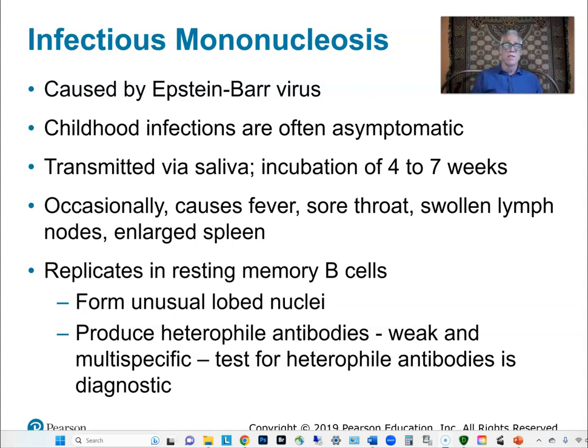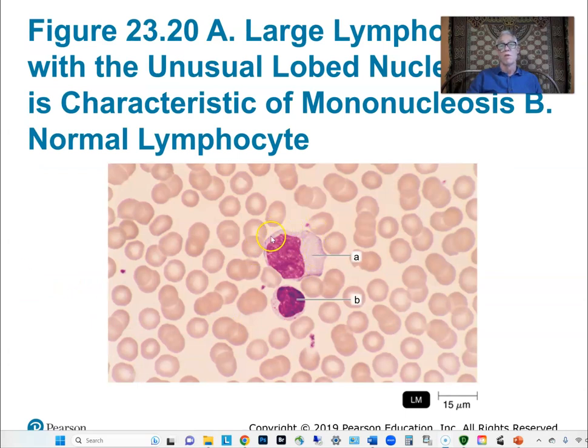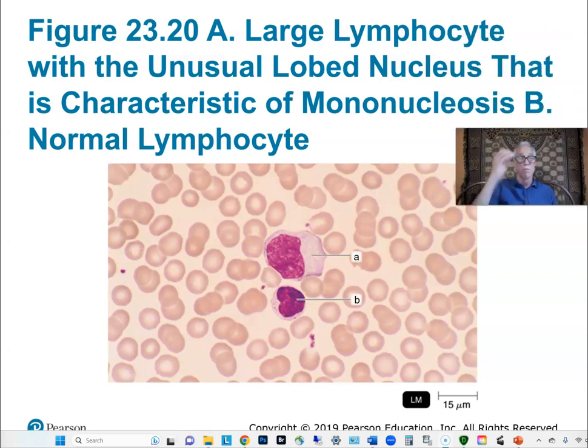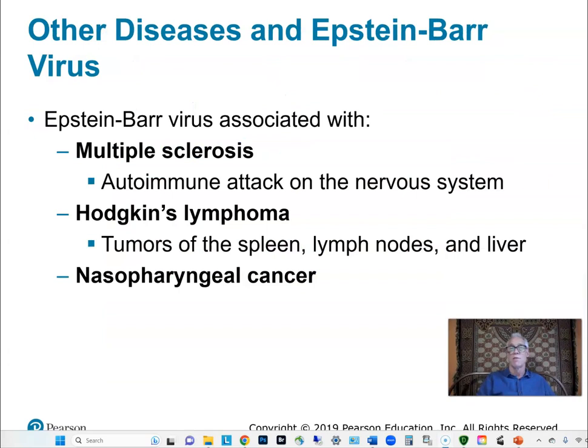Also, those B cells then produce heterophile antibodies, large amounts of antibodies that are weak in their affinity and multi-specific. They're not really very specific for anything. There's a test for the heterophile antibodies that's diagnostic for this condition. And you can also look at the morphology of cells in the microscope and see these characteristic large B cells, hence mononucleosis, or mononuclear peripheral blood cells, they're called. So these enlarged mononuclear cells are symptomatic of Epstein-Barr virus infection.